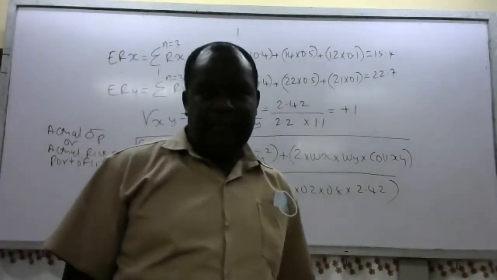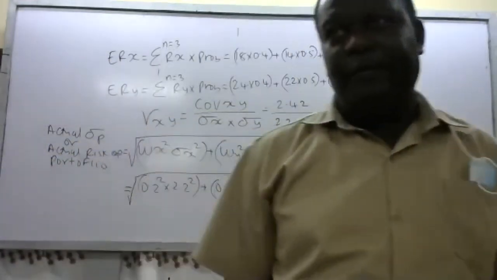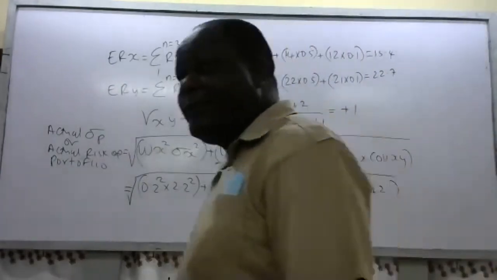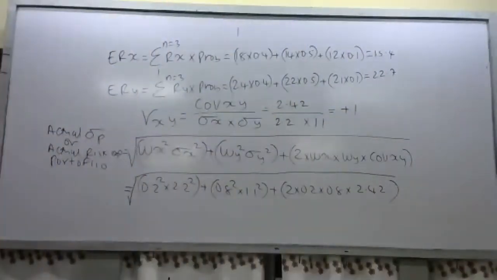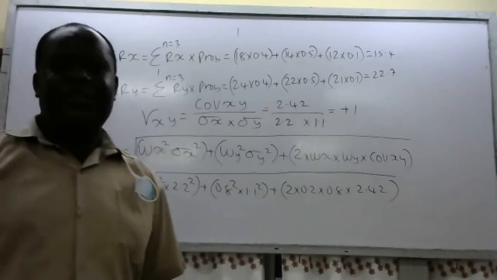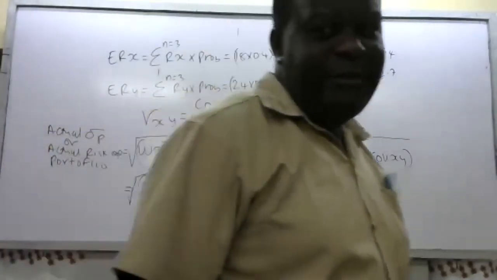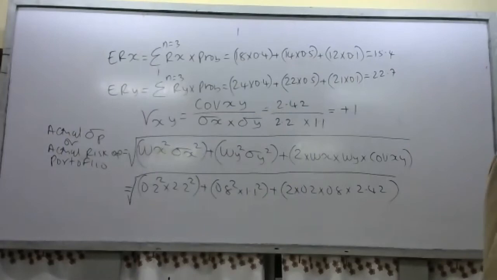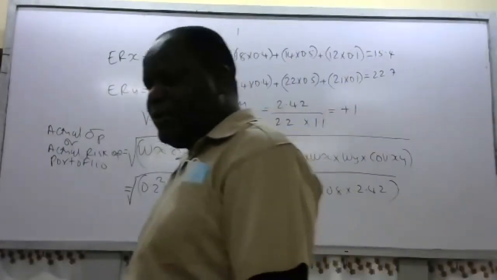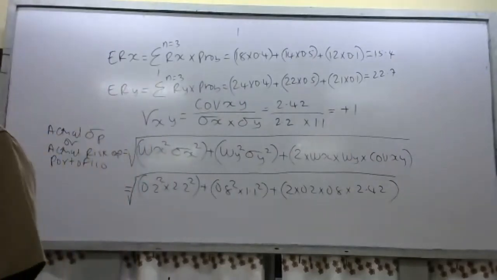So someone has given me 1.32. Yes, it should be the same as the other one because the correlation coefficient is positive 1. The other one was also 1.32. When the correlation coefficient is positive 1, the two figures will be the same. So that was meant to be Roman letter 3 of the question.